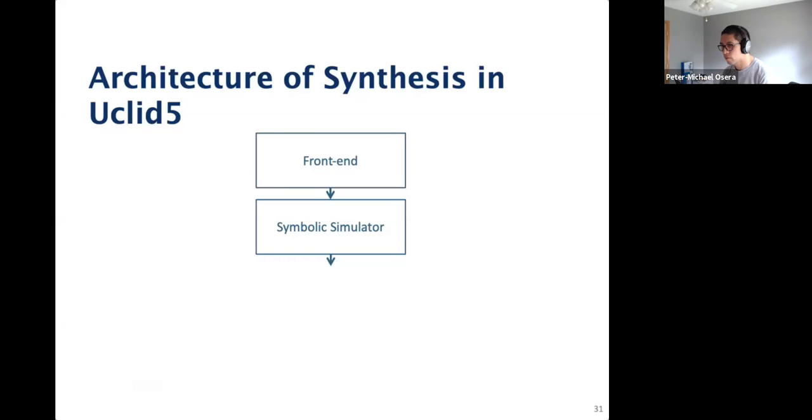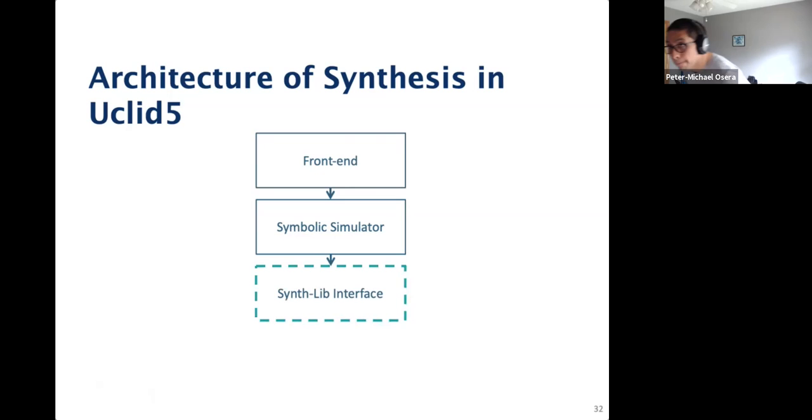So synthesis in Euclid follows a pretty simple workflow. We have a front end that does the parsing, then we have a symbolic simulator, which you can think of as actually generating the verification conditions. What we add is this new interface that communicates with the symbolic simulator and is somehow halfway between an SMTlib interface and a SyGuS-IF interface.